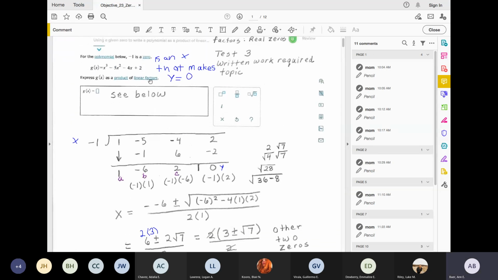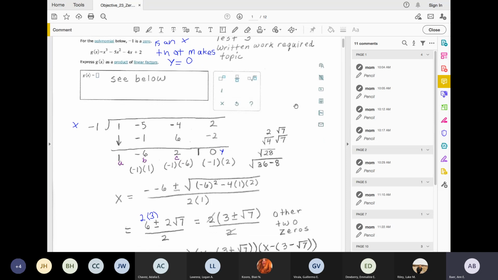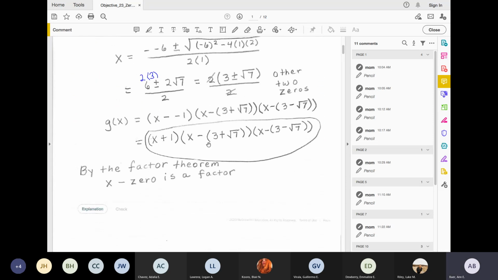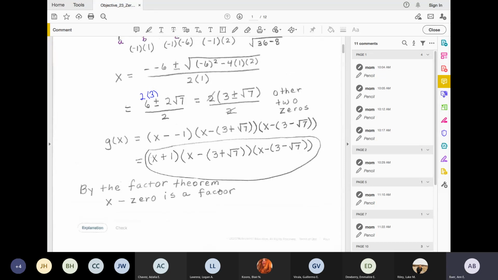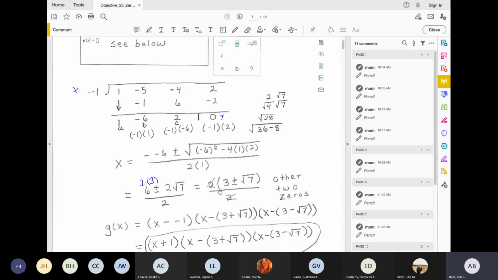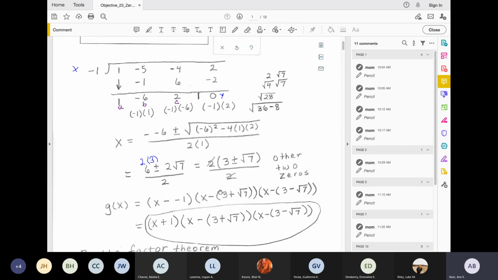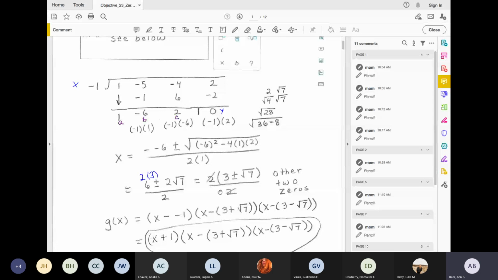And what we are asked to find are the linear factors. Well, how are linear factors and zeros related? They are related by the factor theorem: x minus each zero is a factor. So the quadratic formula is going to give us our other 2 zeros. And how we find those other 2 zeros, we're going to use this quadratic formula.